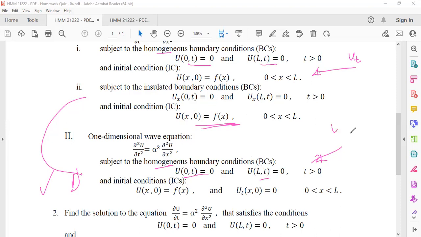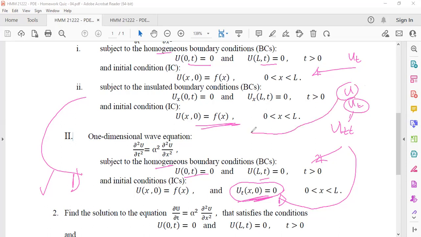But in case of U_tt, we need another initial condition, which is of this form, U_t of x comma 0. I hope you know that to get U_t we need only the U part, but to get U_tt you also need this part, the first derivative initial condition. Then only we can derive the final answer.